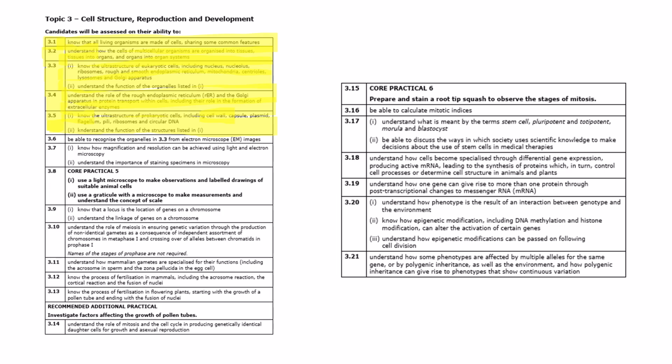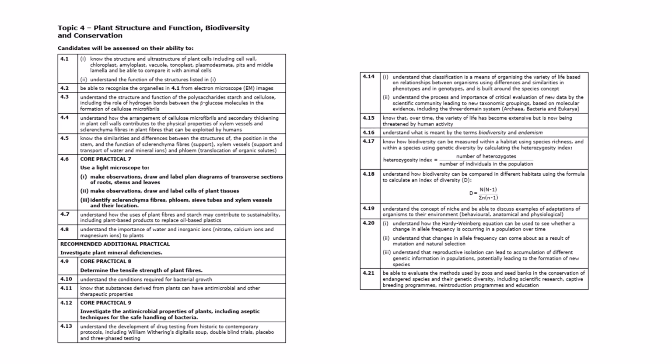Okay, so in this video, which is part 1, we're going to be focusing on topics from 3.1 all the way to 3.5. So that's knowing that all organisms are made of cells sharing some common features, all the way to talking about the differences between eukaryotic cells and prokaryotic cells, and of course the RER, the Golgi apparatus, and other organelles present in the cells. And this is also part of Unit 2, which is also topic 4, plant structure, function, biodiversity, and conservation. This is going to be covered in later videos.